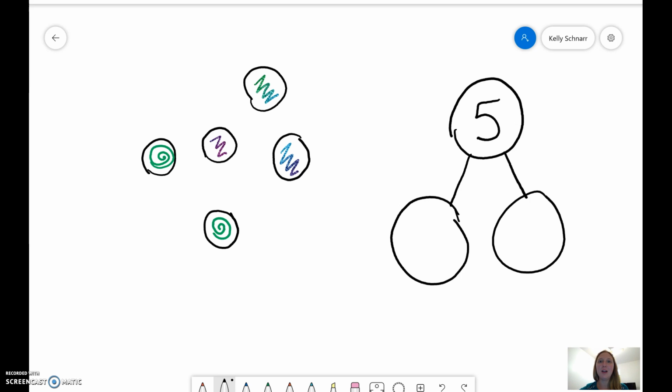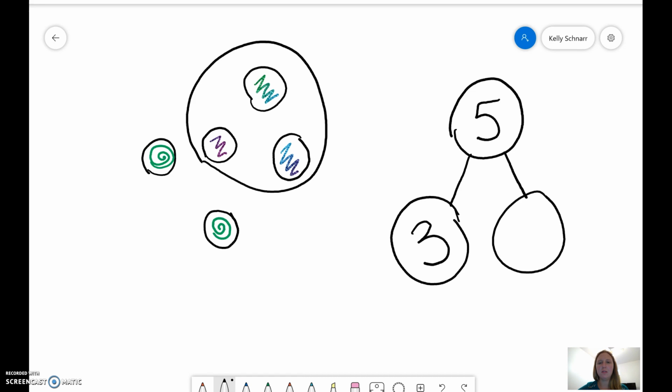I want you to stop and talk with Miss Pamela about it and then come back to me to see how I do it. Okay? All right, friends. I know you've talked to Miss Pamela. Let's go on and see how I separated them. Well, I know there are 3 with zigzags, so I want to put them together in one part. So I'm going to put the 3 in one of the parts. And then I have 2 with swirls, so that's going to be my other part. Look, I told a number bond story. 3 and 2 make 5.